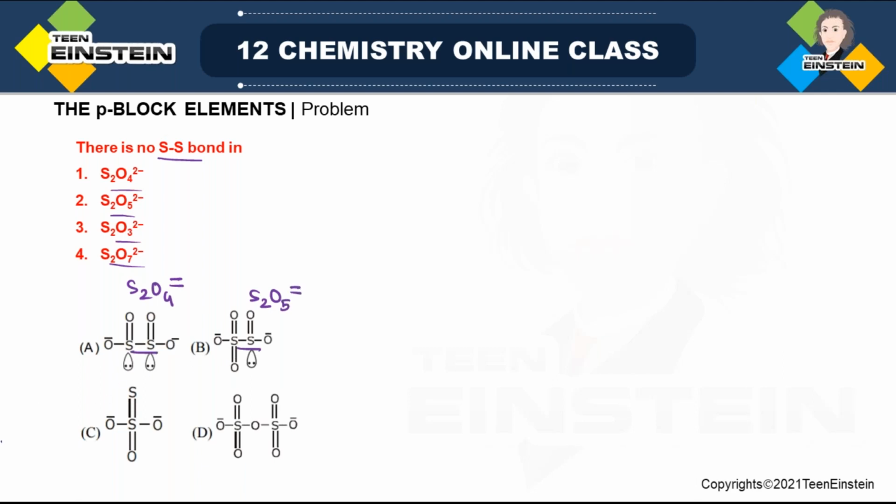S-S bond present. This is also having an S-S bond. But C is S2O3 2 minus, and you have an S-S bond here. Only in the last case, which is S2O7 2 minus, here you have an S-O-S bond, but no S-S. So that is the reason it will be the correct answer, S2O7 2 minus.